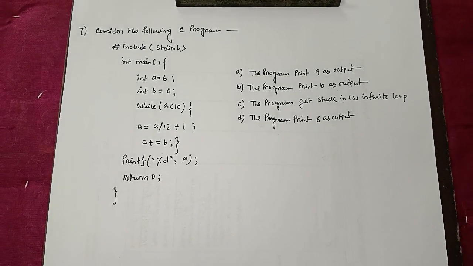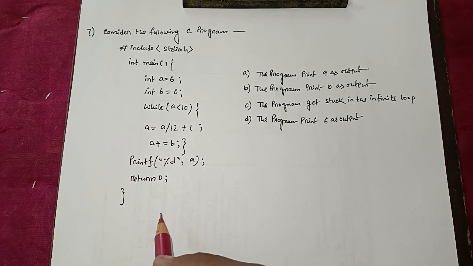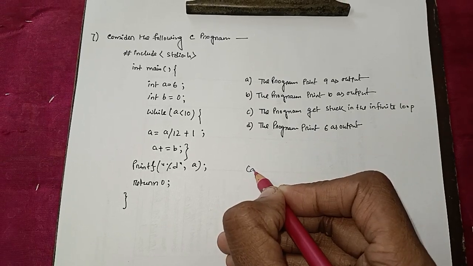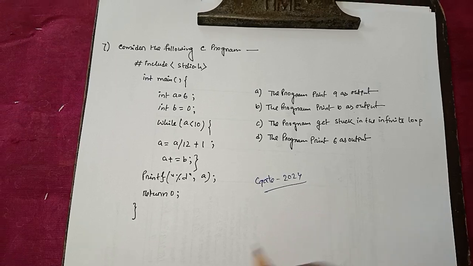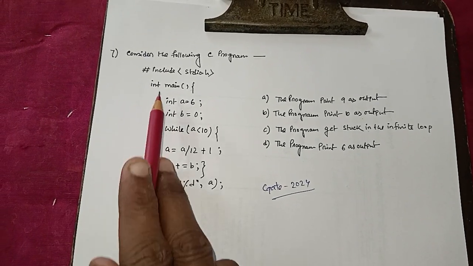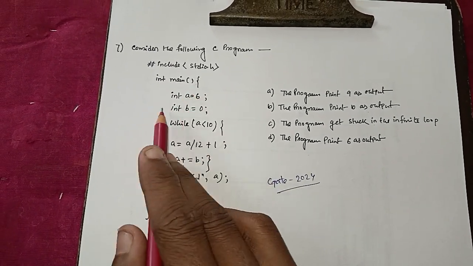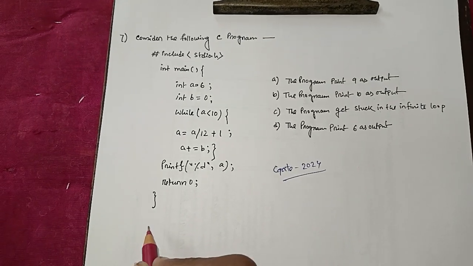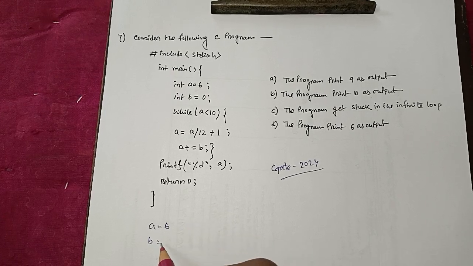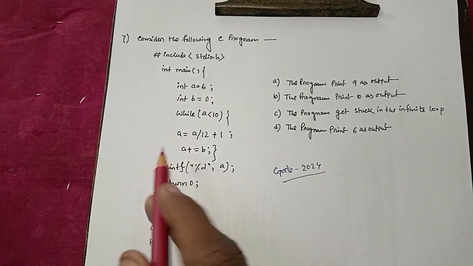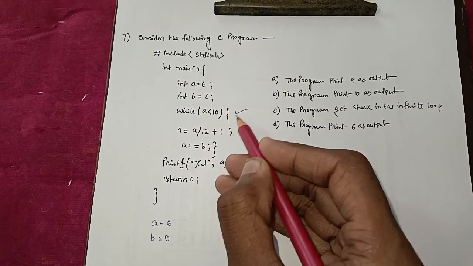So this is a C question which came in GATE 2024. This is an easy C-based question. The main function returns and two variables are declared from here. So I am writing the variables: a is equal to 6, the variable a is assigned the value 6, and the variable b is assigned the value 0. There is a while loop present.